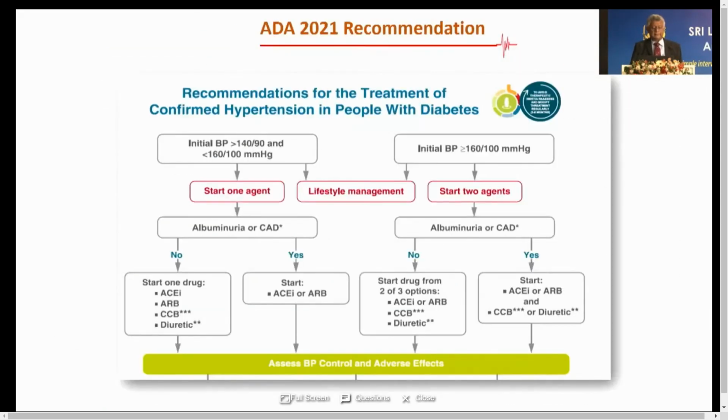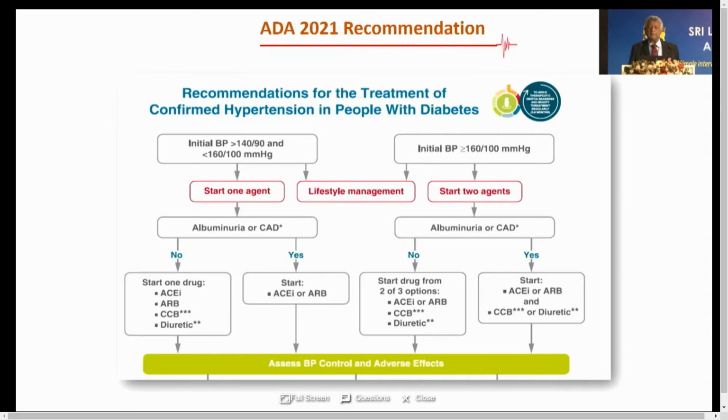I'll just skip these slides in the interest of time. And the recommended treatment for confirmed hypertension in people with diabetes: if the initial blood pressure is 140/90 and below 160/100, maybe you can try to manage with a single agent. But if they have albuminuria, your preferred agents will be an ACE inhibitor or ARB blocker. If not, you can use any guideline-recommended first line medications.